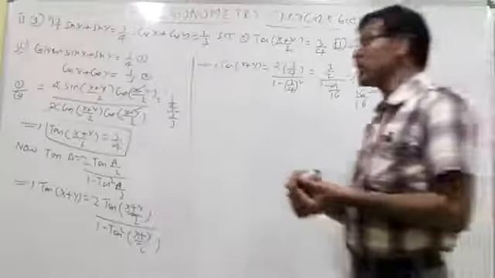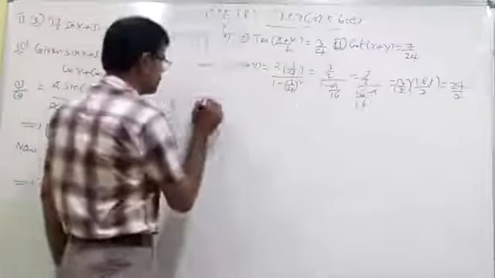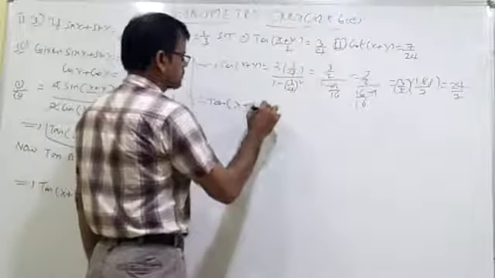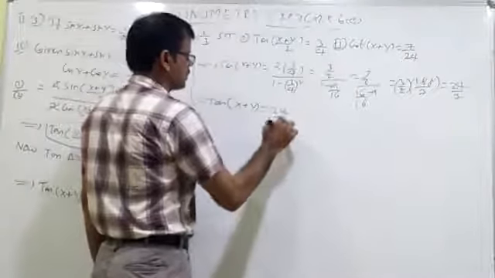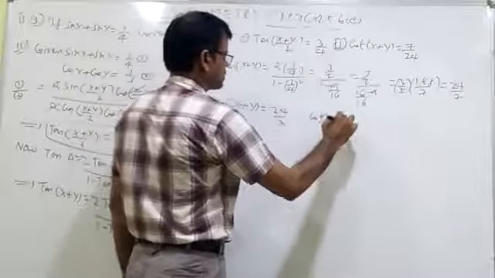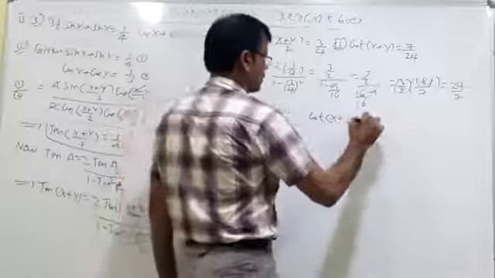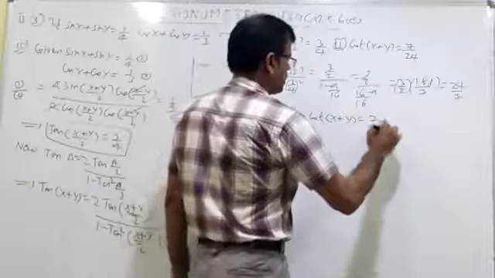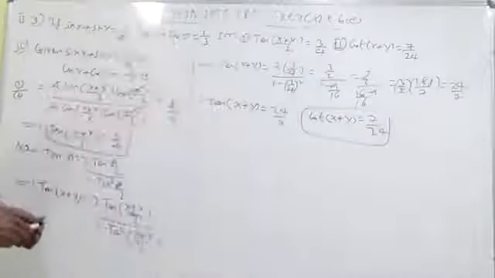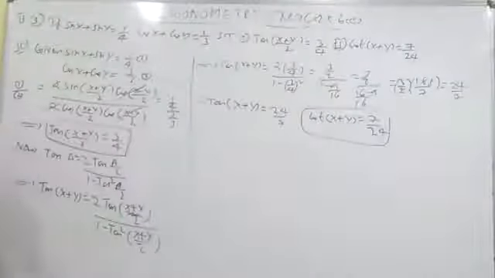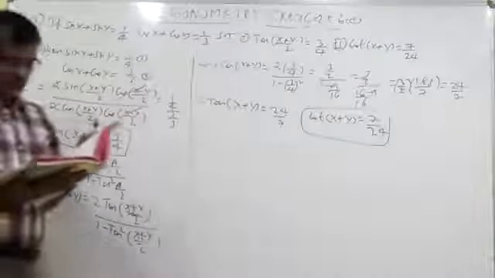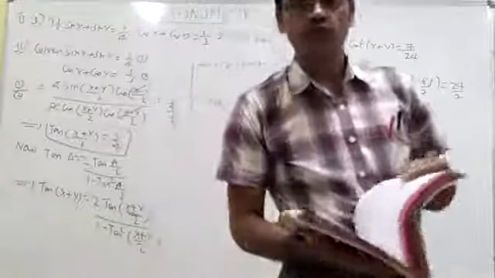We got the value of tan of (x plus y). Now we need cot of (x plus y). Here, tan of (x plus y) we got as 24 by 7. Therefore, we know that cot of (x plus y) is equal to the reciprocal of tan of (x plus y), or 1 by tan of (x plus y). So, cot of (x plus y) is equal to 7 by 24. Let us discuss the fourth question now.